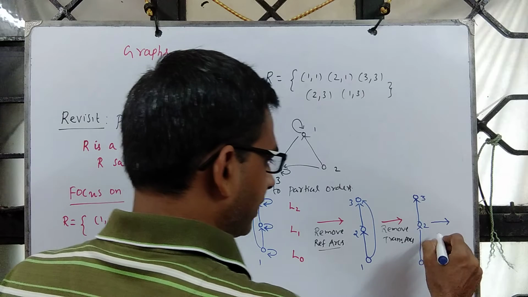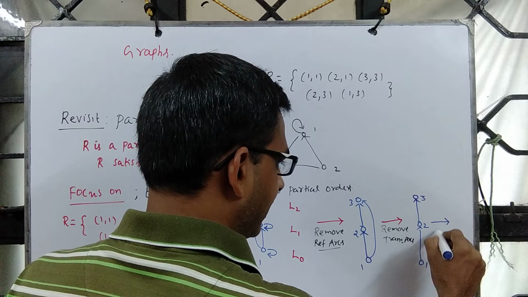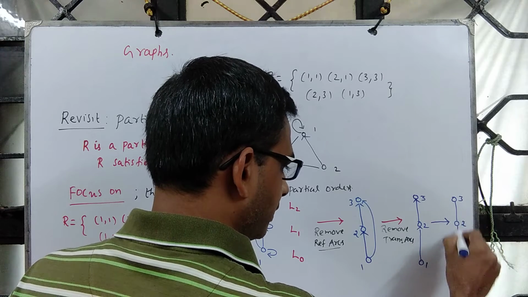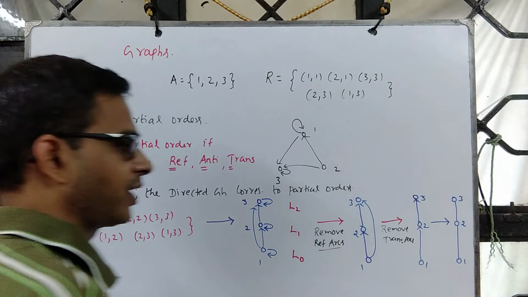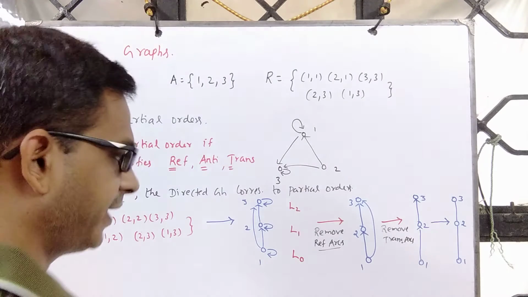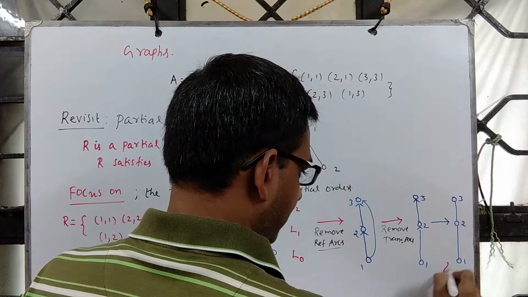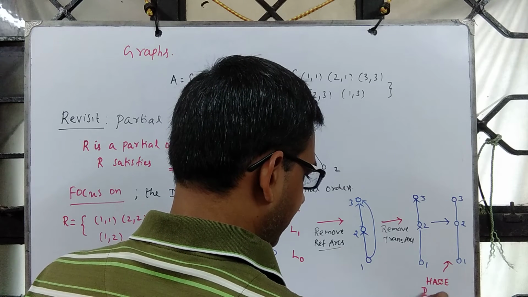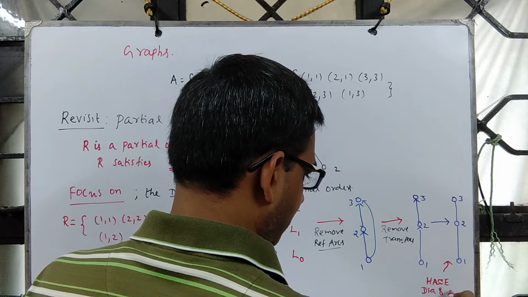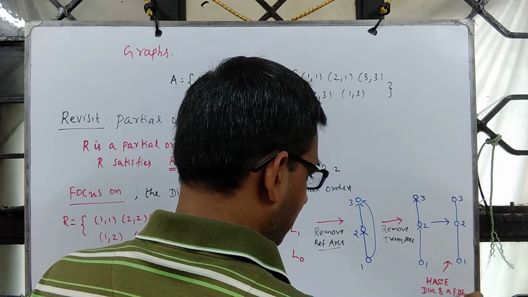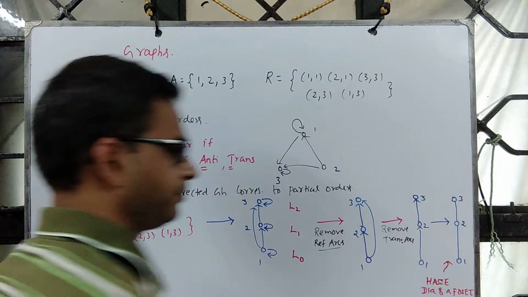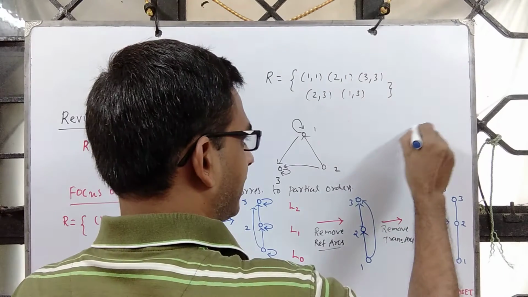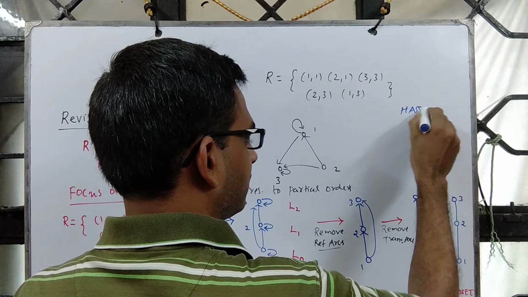I am also dropping the arrows, so we make it undirected. So this becomes 3, this becomes 2, this becomes 1. This was discovered by a scientist by the name Hasse. So this diagram is known as the Hasse diagram of a partial order, or poset. This is popularly known as the Hasse diagram in the literature.